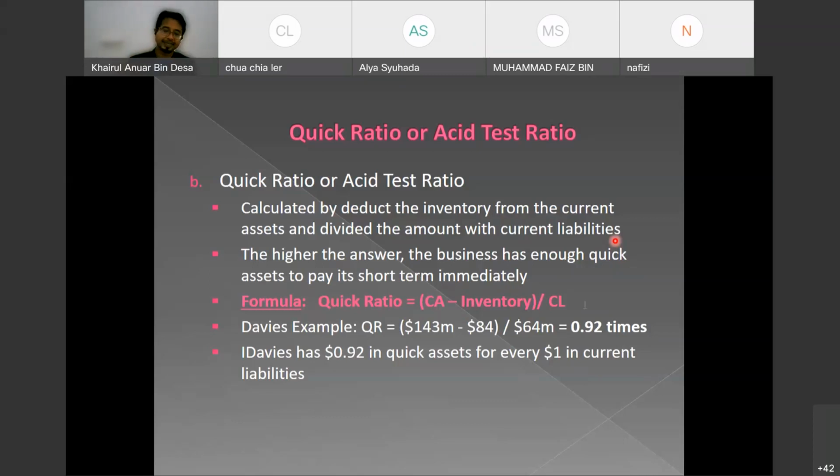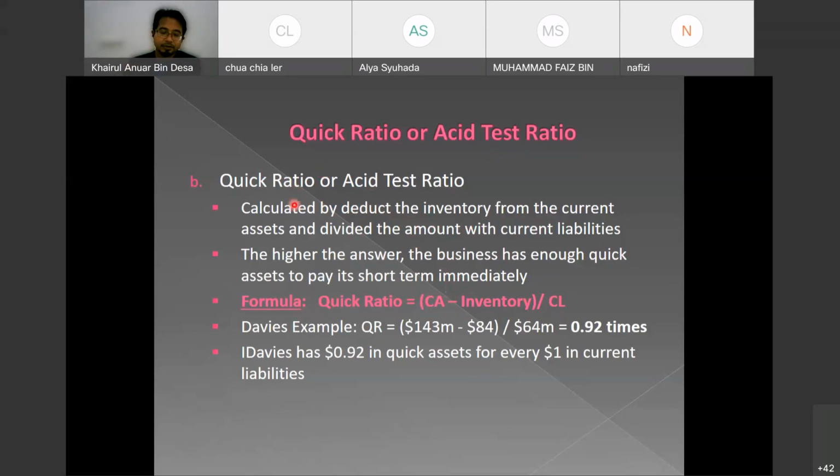Now we're going to calculate the quick ratio. We want to remove inventory from the current asset. Apa akan jadi kalau kita buang inventory daripada current asset? Ini kita sedang mengira quick ratio atau nama lainnya adalah acid test ratio. What is the result when we remove inventory from the current ratio analysis? Current ratio tadi kita masukkan semua jumlah current asset, tetapi kalau kita buang inventory, apa akan jadi?